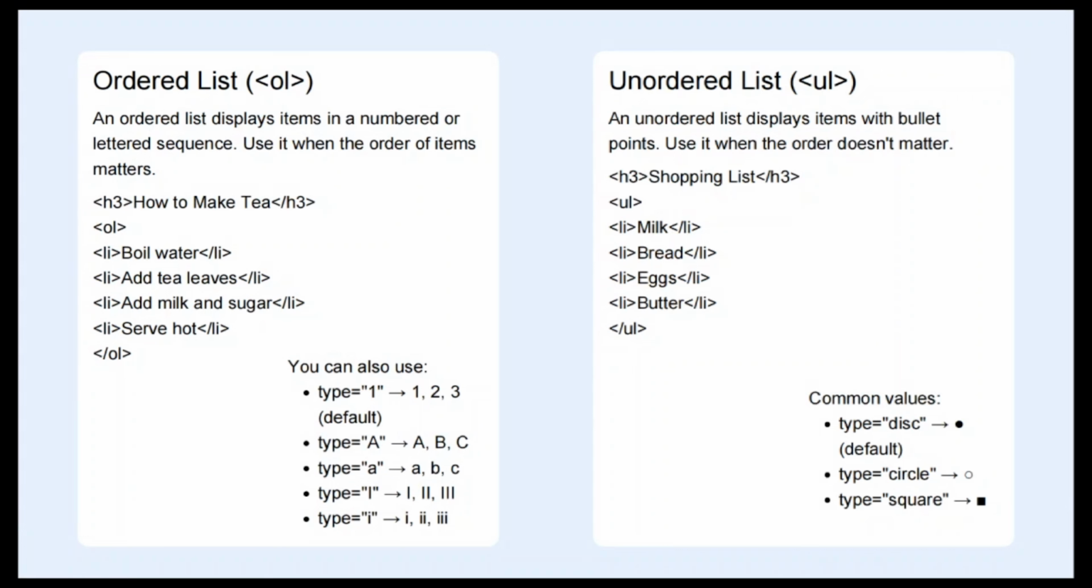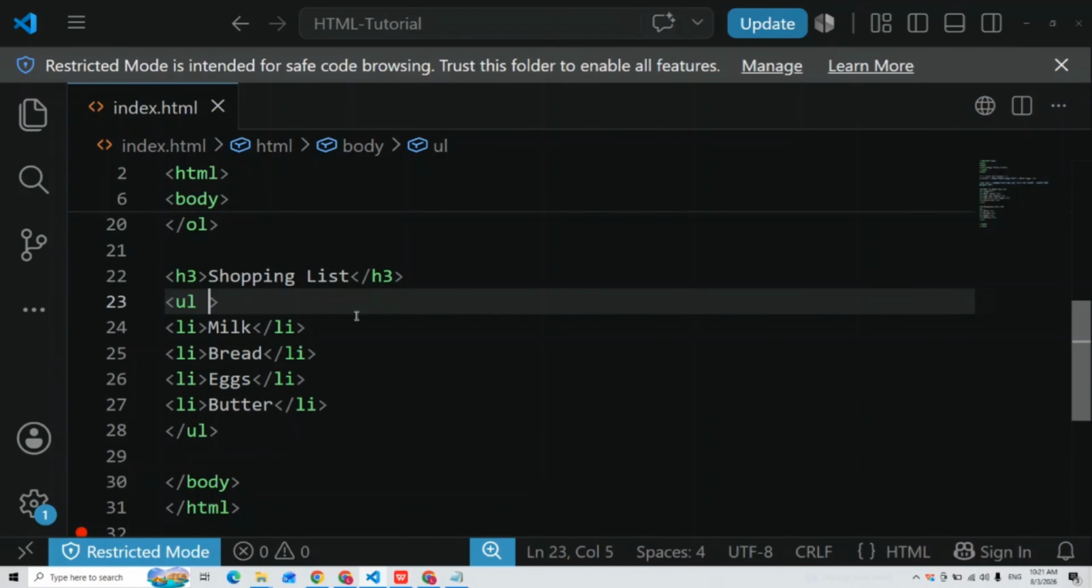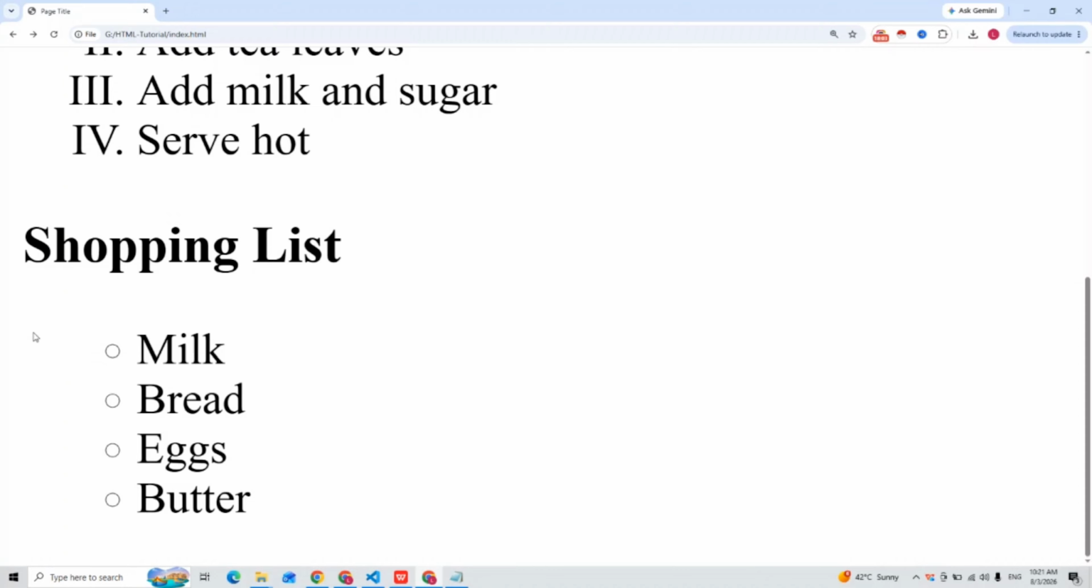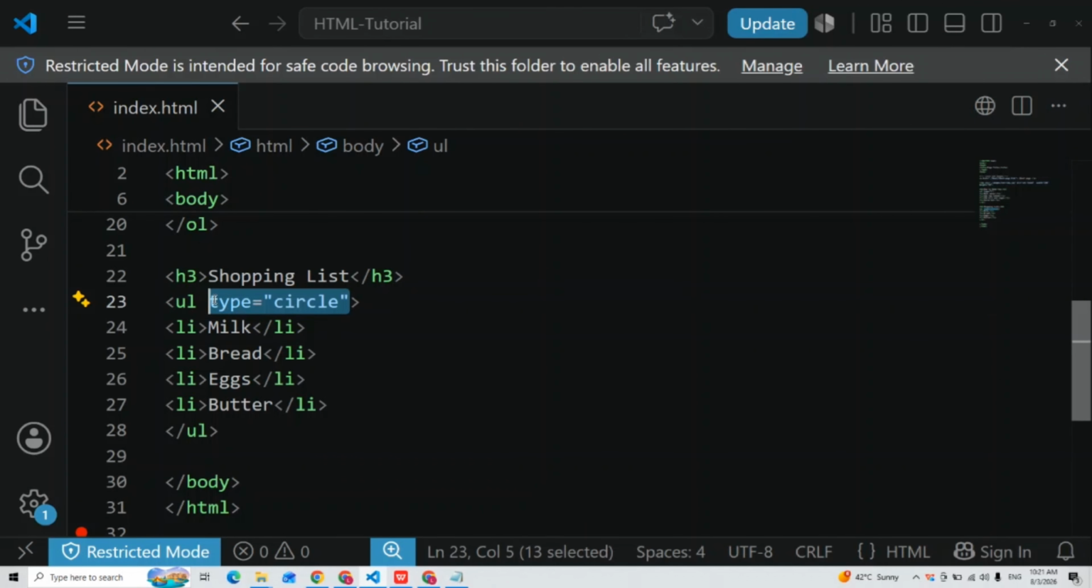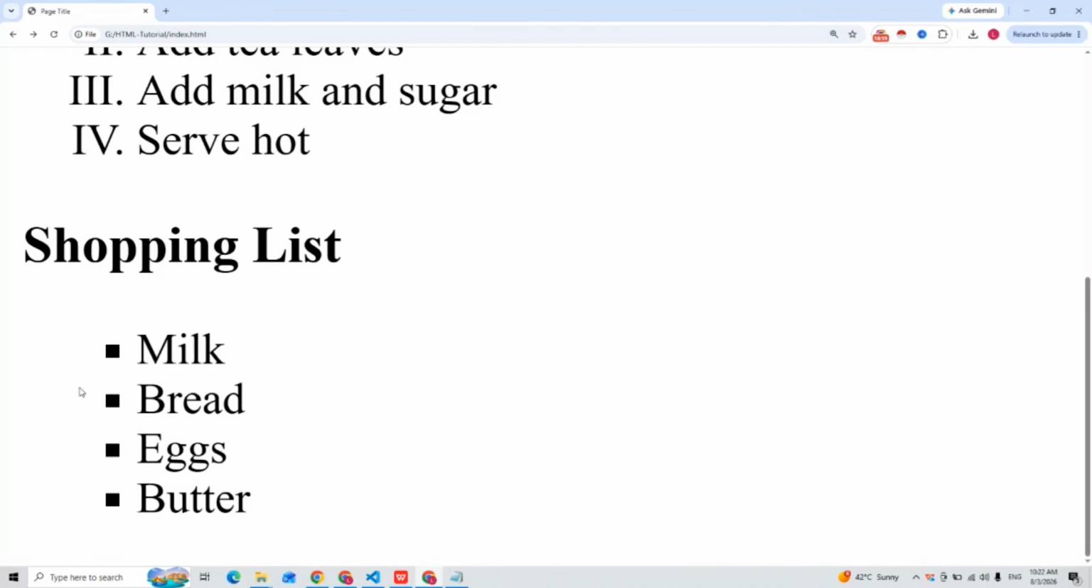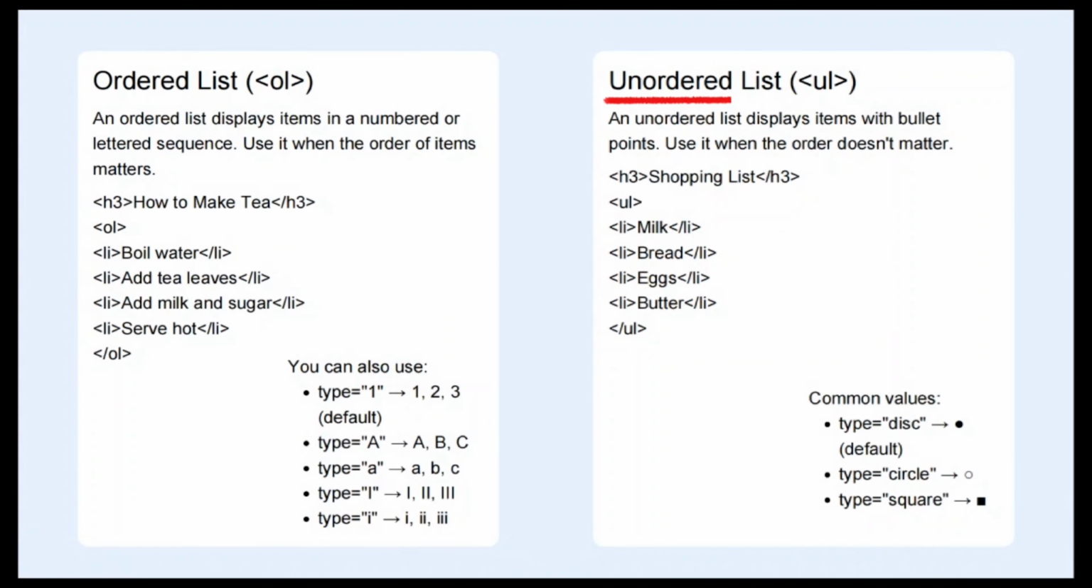The available styles are disc, which is the default style. First, let's try the circle style. I'm setting the type attribute to circle and running the code. Now you can see that the list items are displayed with circle bullets. Next, let's try the square style also and run the code again. This time, each list item starts with a square bullet. That's all about ordered and unordered list in HTML.